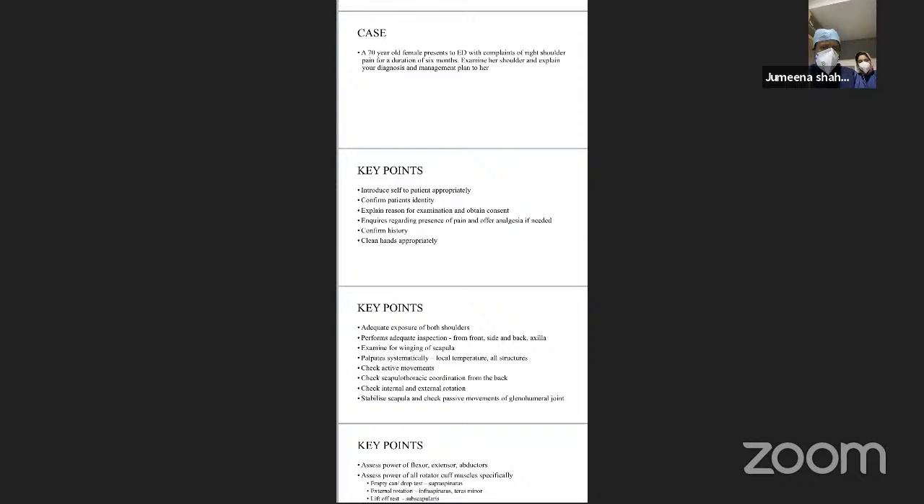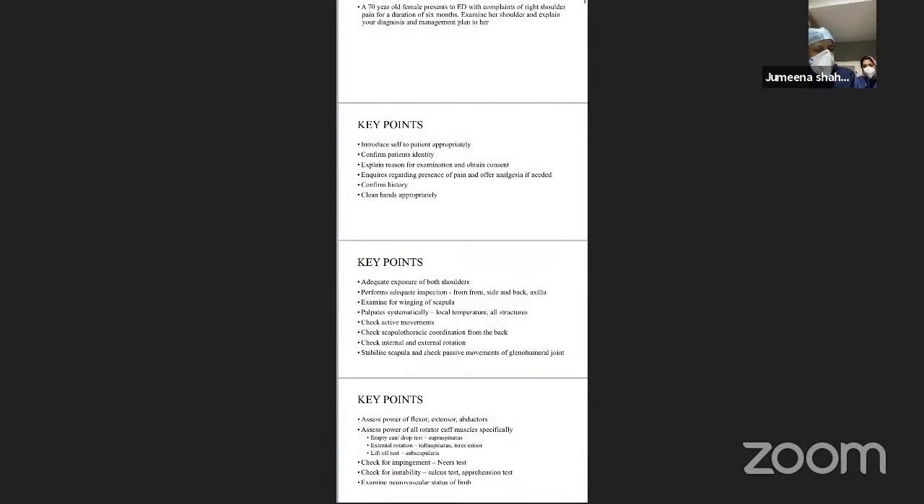Introduction was done. Confirm patient's identity. That was not done. Patient age. Explain reason for examination and obtain consent. I think that was done. Enquire regarding presence of pain and offer analgesia if needed. You asked it while you were examining. While you were examining, she asked if there is any pain, we'll stop it in the middle. Okay. Confirm history, and ask for history. Clean hands appropriately. That was not done.